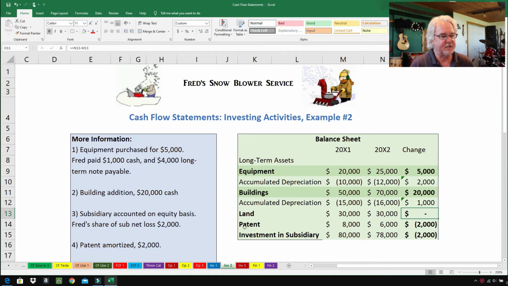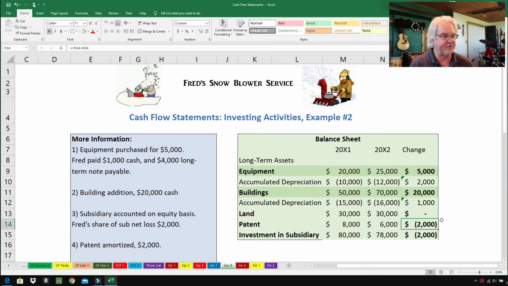Coming down to the patent. Patent was $8,000. Now it's $6,000. It decreased by $2,000. So something's going on with the patent. Either they're amortizing the patent or they sold part of the patent. Something's happening. So again, you'll have to look in the general ledger, journal entries, talk to people, look at documentation, whatever it takes to figure out what's going on.